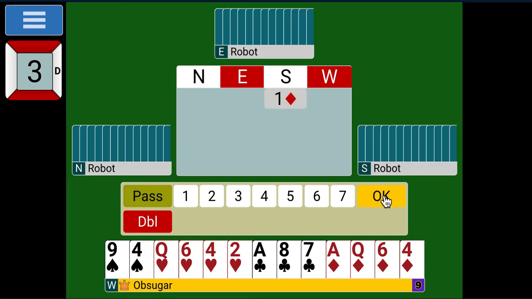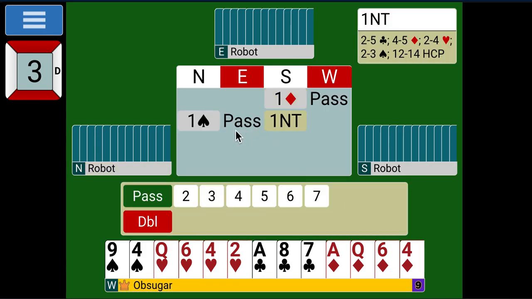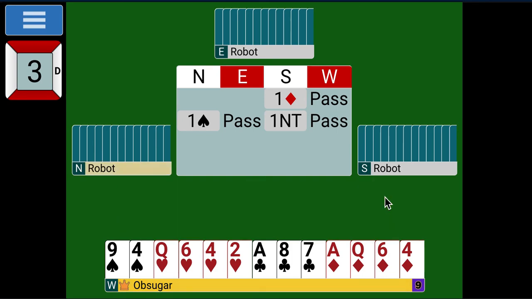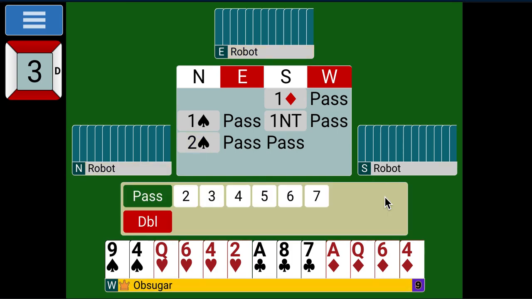I'm going to pass. Spade, 1 no trump. Pass again. And 2 spades.